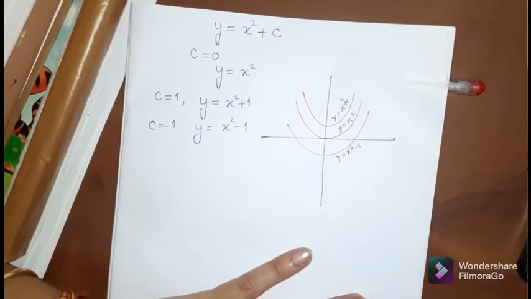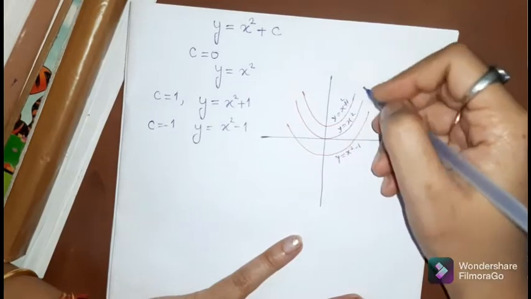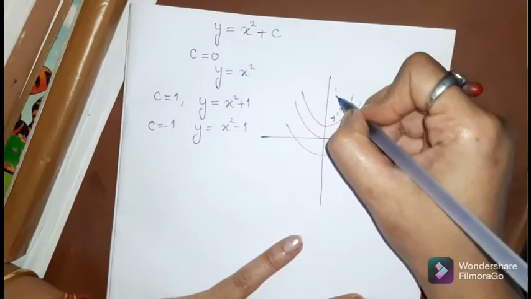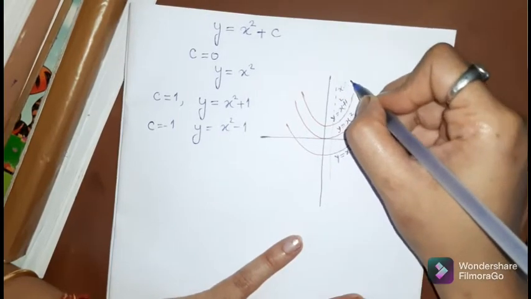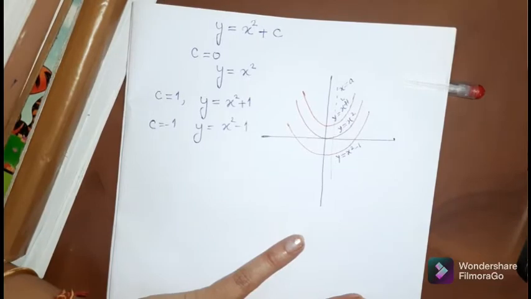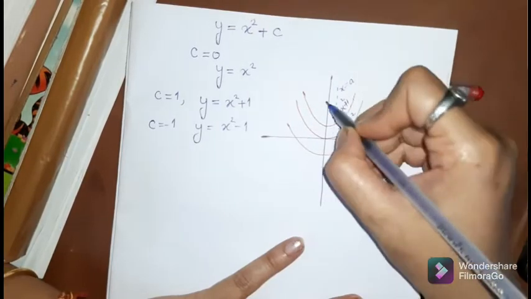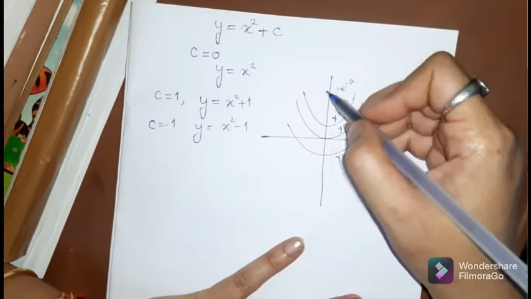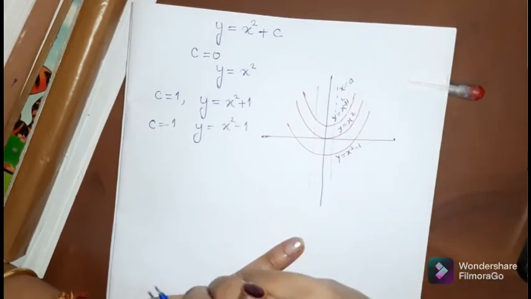Now let us consider the intersection of all these parabolas by a line x equals a. Suppose we draw a line here. This is the line, and the equation of this line is x equals a. It intersects each and every parabola, and we take a as positive. Also, if you take the value of a as some negative value, then you also get a line here which intersects each and every parabola.